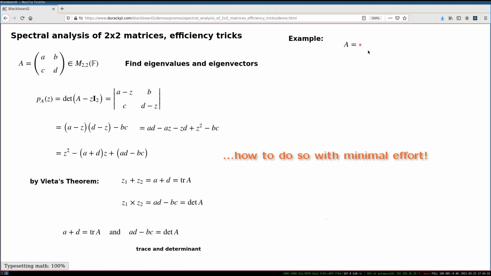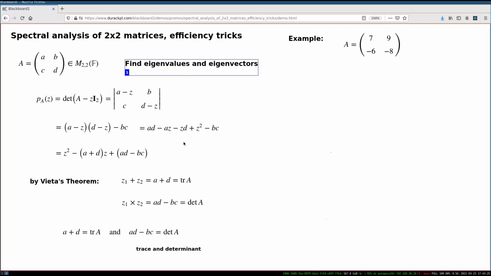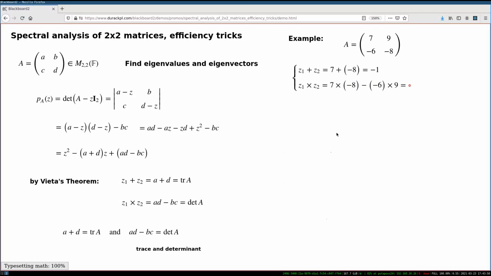Here's my 2x2 matrix with integer entries, and we have to solve this task, find eigenvalues and eigenvectors. I will do this by writing up these two relations. The trace of my matrix is the sum of the elements on the diagonal, 7 plus negative 8. So the sum of my unknown eigenvalues equals the trace, 7 plus negative 8, which is negative 1, and the product of my unknown eigenvalues is the determinant, which is 7 times negative 8 take negative 6 times 9, which if you crunch it is negative 2.